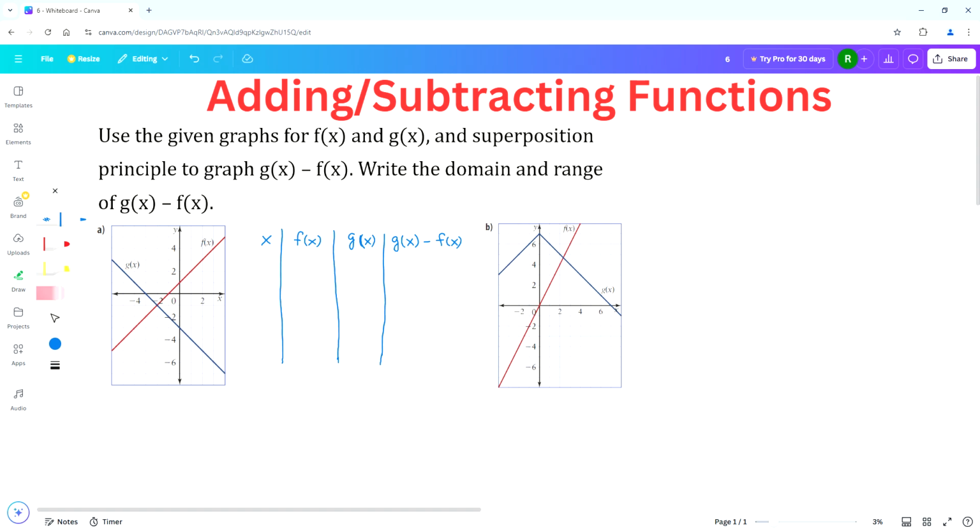We should use 5 x values from the given graph. We can use -2, -1, 0, 1 and 2.